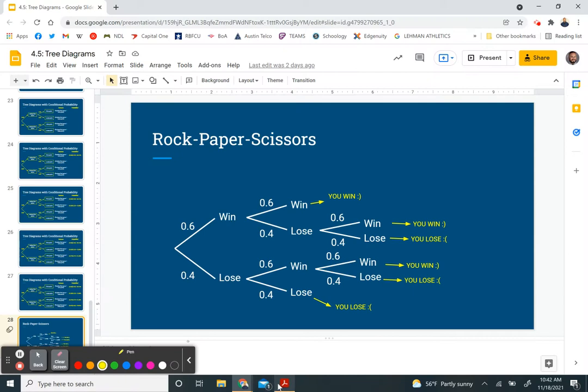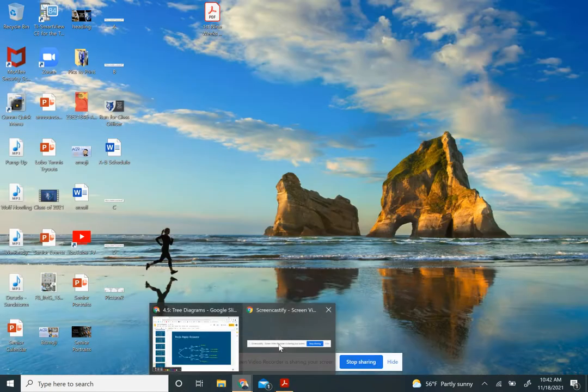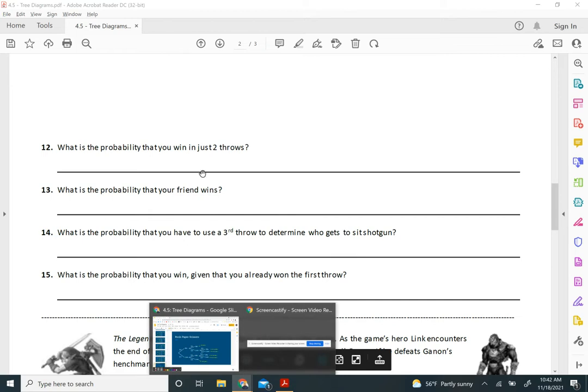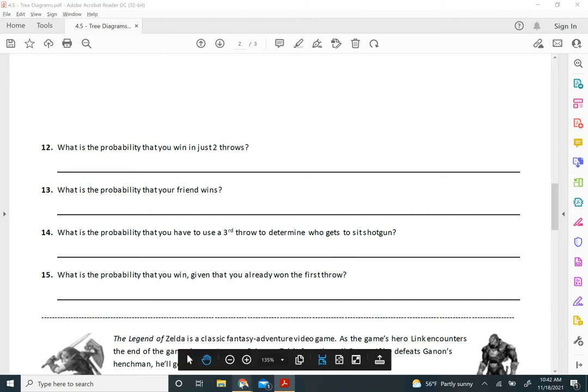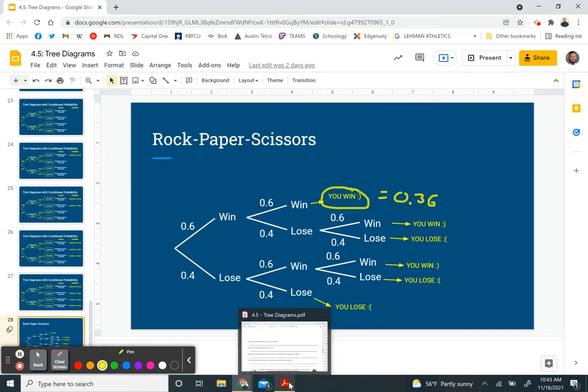Going back to the assignment, question number 12 says, what's the probability that you win in just 2 throws? Don't forget that you want to put probability notation. You can just put P of 2 throws. And going back to the screen here, we can see the probability of winning in just 2 throws is right here. Whatever you got a second ago, which I think is 0.36, that's the probability. There's the decimal, and the percentage is 36%.